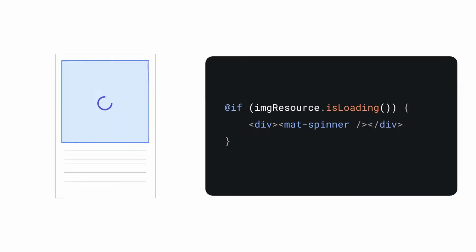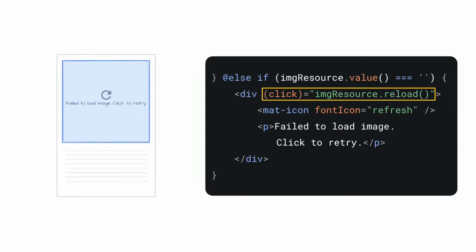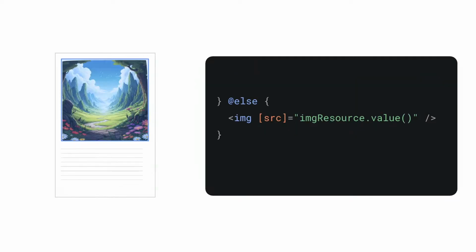Resource exposes a status field as well as this convenient isLoading method. So in this case, we can show a loading spinner to the user while the request is loading. And Resource also has a reload method. So in the case of an error, which is represented by an empty string in our application, we can show the user a piece of UI that when clicked, retries the request. And finally, because the image resource is effectively just a container for our asynchronously fetched data, we can dynamically set the image source, thereby rendering our beautiful image.